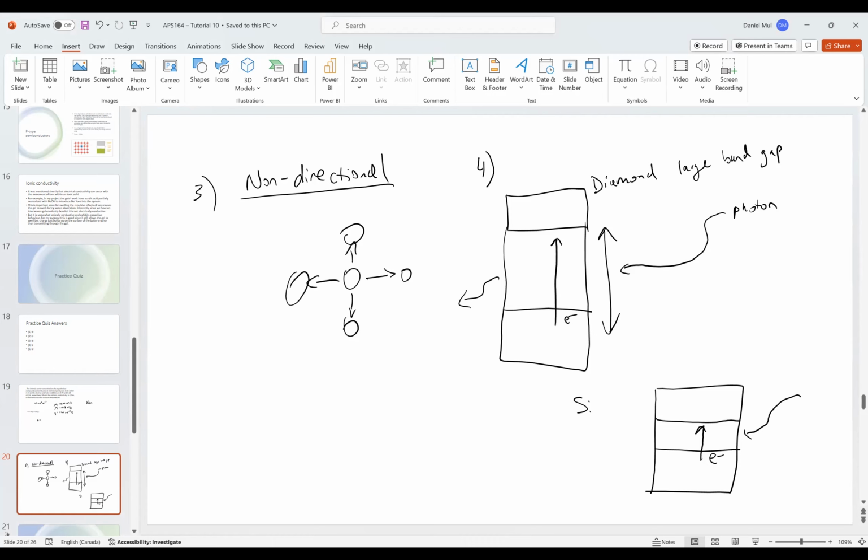So that's the answer, C. Diamond has a high band gap, 5.5 eV, while silicon has a moderate band gap, 1.1. Since visible light photons have energy within 2 to 3 eV, they can excite electrons in silicon, but not in diamond. 2 to 3 eV. Okay. And then 5. Regarding extrinsic semiconductors, which of the following is false?